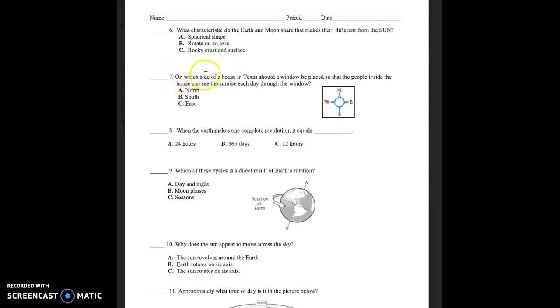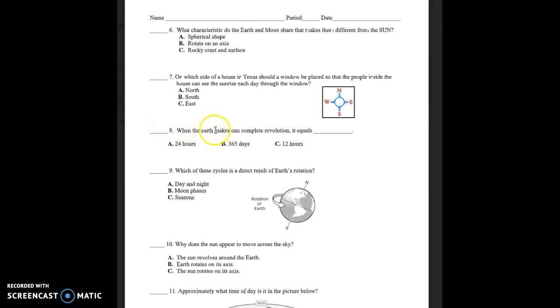Number 7. On which side of a house in Texas should a window be placed so that the people inside the house can see the sunrise each day through the window? A. North. B. South. C. East.